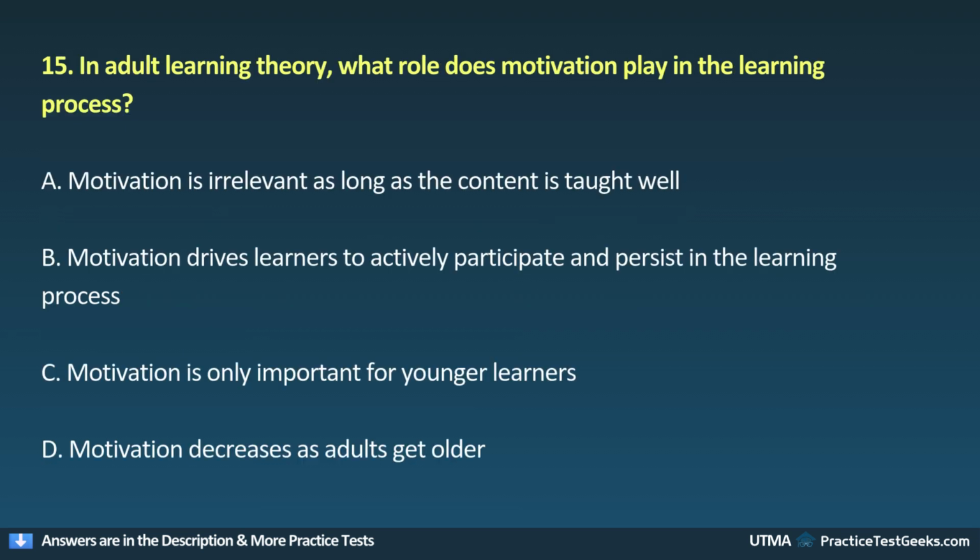15. In adult learning theory, what role does motivation play in the learning process? A. Motivation is irrelevant as long as the content is taught well. B. Motivation drives learners to actively participate and persist in the learning process. C. Motivation is only important for younger learners. D. Motivation decreases as adults get older.